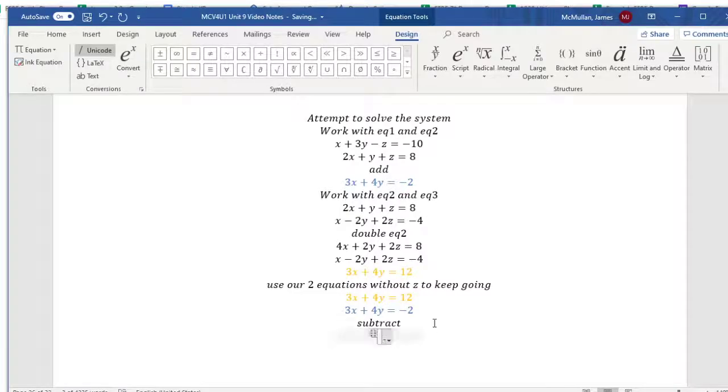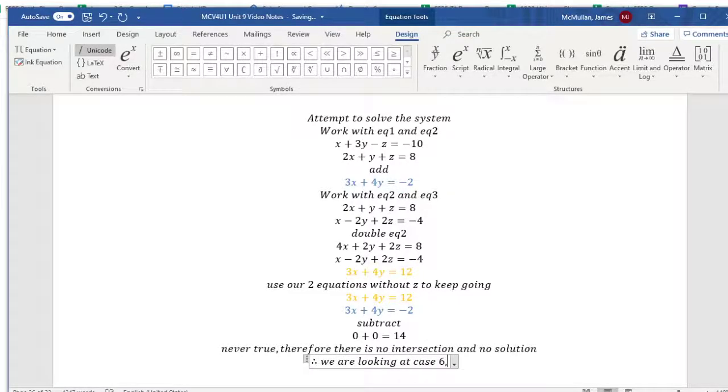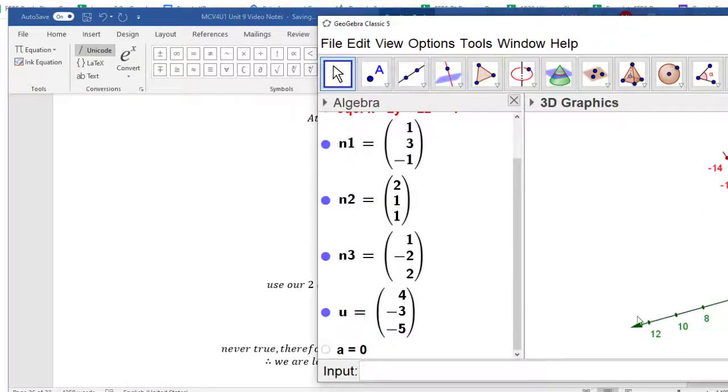We get 0 plus 0 equals 14, and this is never true. Therefore, there is no intersection and no solution. So, therefore, we are looking at case 6, which is intersect in pairs. Now, let's draw it again.